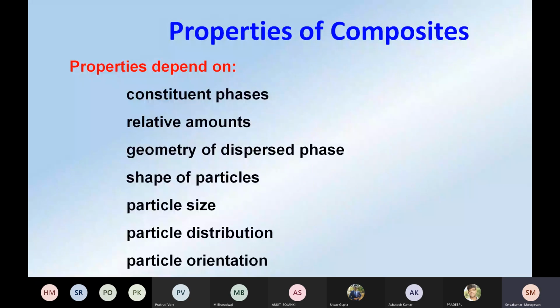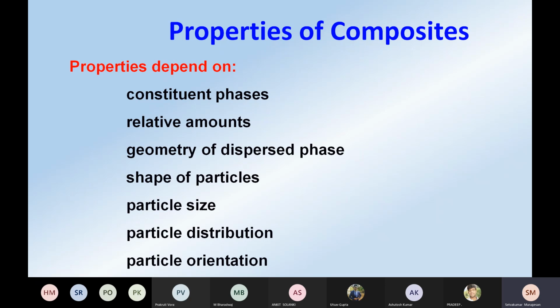And most of the properties of composites depend upon various things like constituent phases, individual phases, and relative amounts of filler. It's not that you straight away add more filler and the property will keep on increasing. It's not like that. The filler dispersion or distribution is also important.